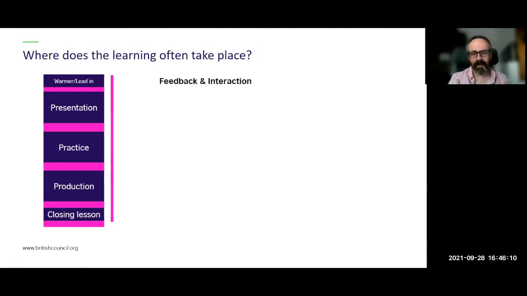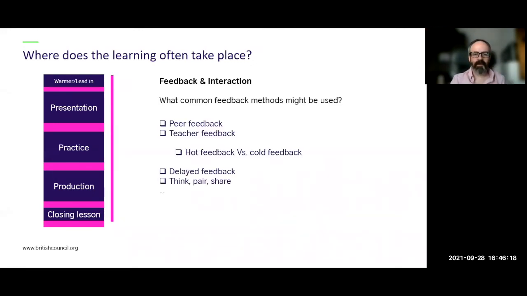So the feedback and the interaction, of course, between the students in the activity. Some examples of this might be peer feedback or teacher feedback. Peer feedback is peers working together to come up with answers. Teacher feedback is the teacher providing either the correct answers or correcting mistakes. Hot and cold feedback. Hot means immediate. Cold means delayed feedback, maybe at the end of the lesson based on the teacher's notes. And then we have think, pair, share. Students consider it by themselves, they share with a partner, and then they share with the whole class.